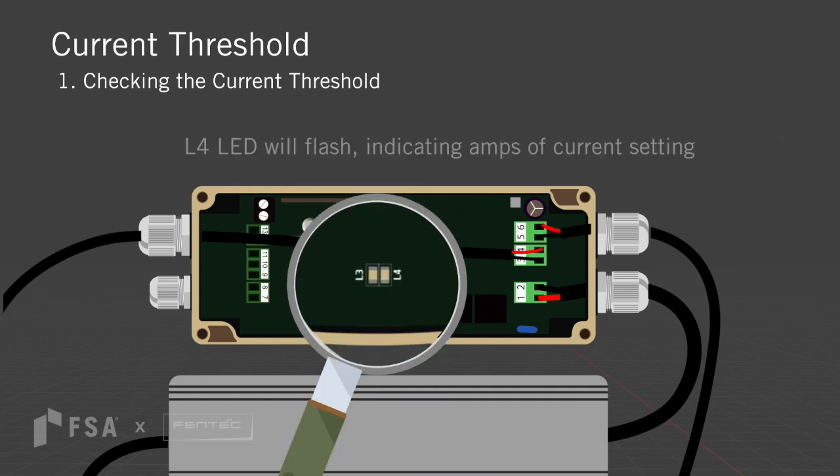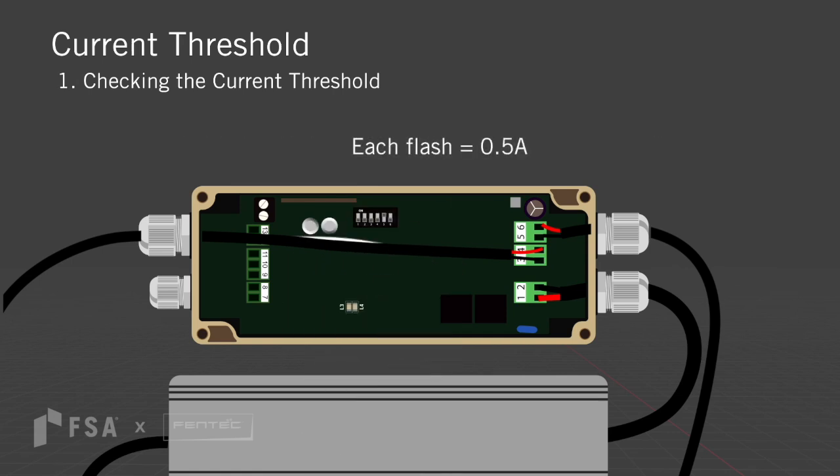A red LED will begin to flash, indicating the amp threshold. Each flash indicates half an amp. You will need to count the flashes.